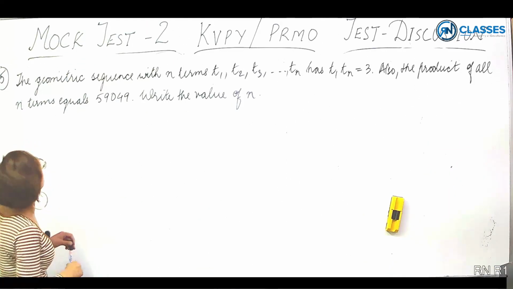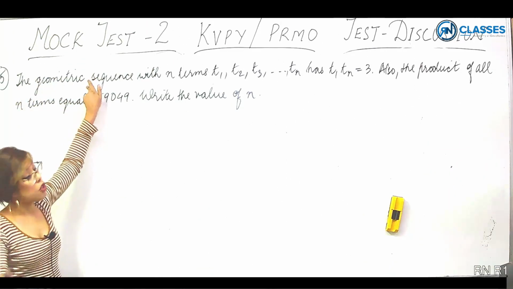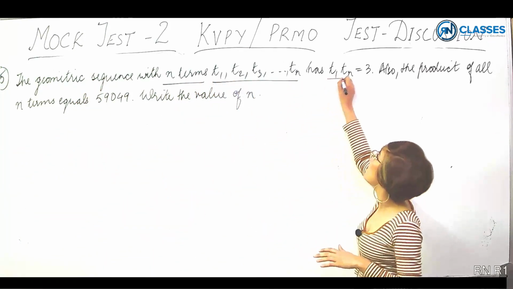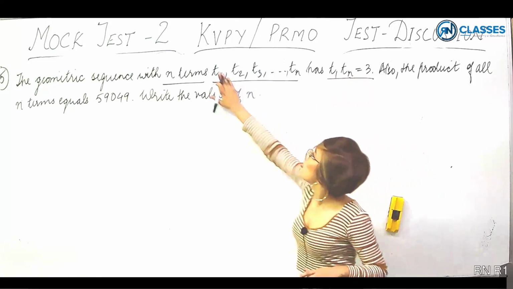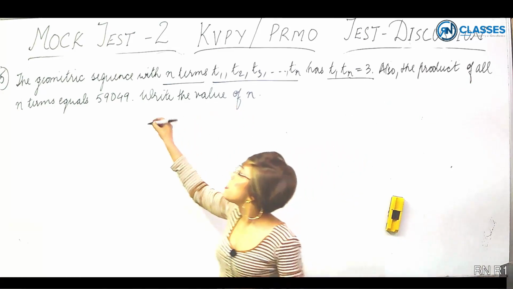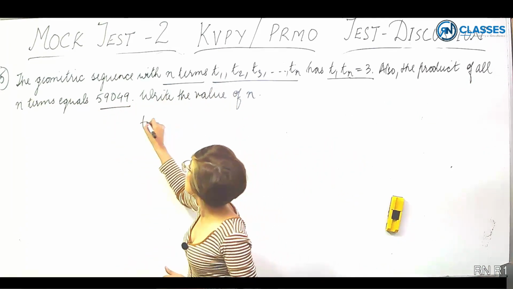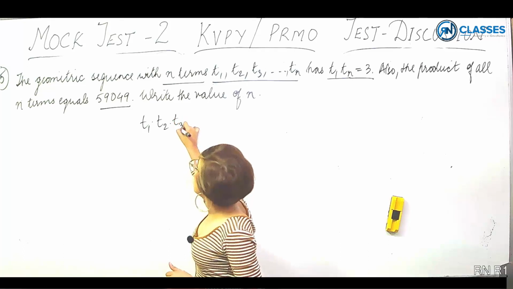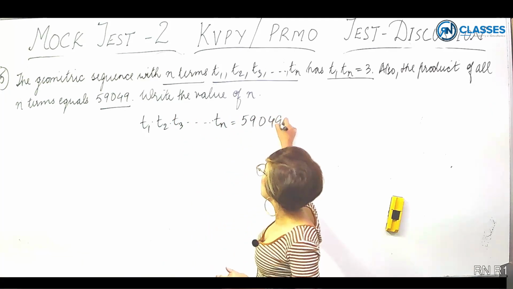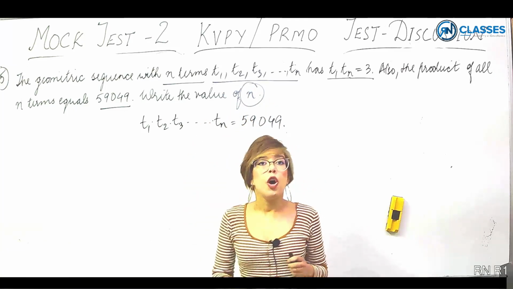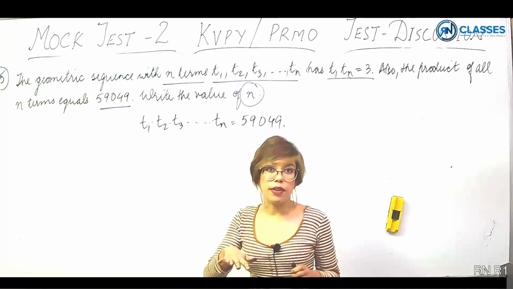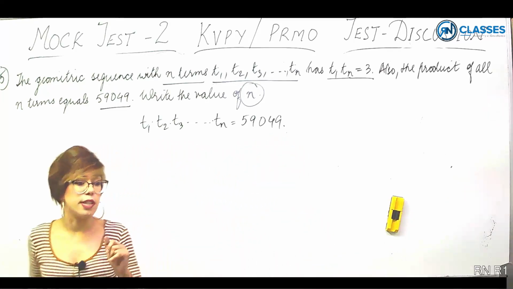Alright, next one. The geometric sequence, as in geometric progression, with n terms is this. And it has T1 into Tn equal to 3. That means this into this is equal to 3. Also the product of all n terms equals this. That means T1 into T2 into T3 and so on into Tn is given to be 59049. He says write the value of n. Also for the lower classes we have given the definition of geometric sequence, but I am not reading that because we know what a geometric progression is.